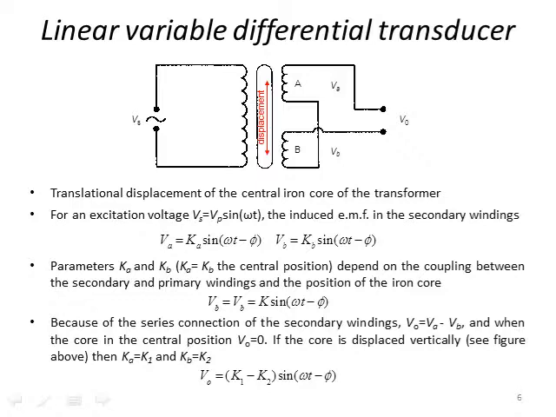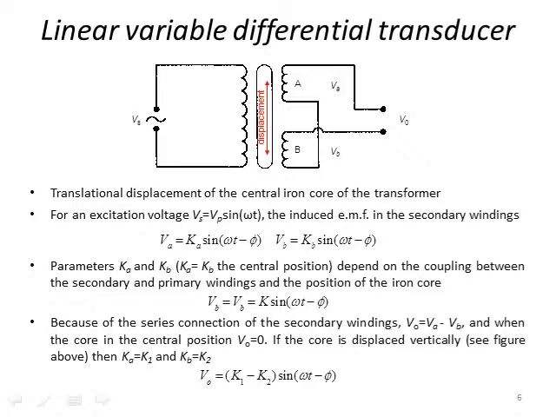The core in the center is connected to the entity that we want to measure the displacement. As that core moves, the coupling between the primary coil and the secondary coil changes. For example, you see the output voltage V out or VA is equal to this coupling constant times the driving function, which is in this case a sine signal.